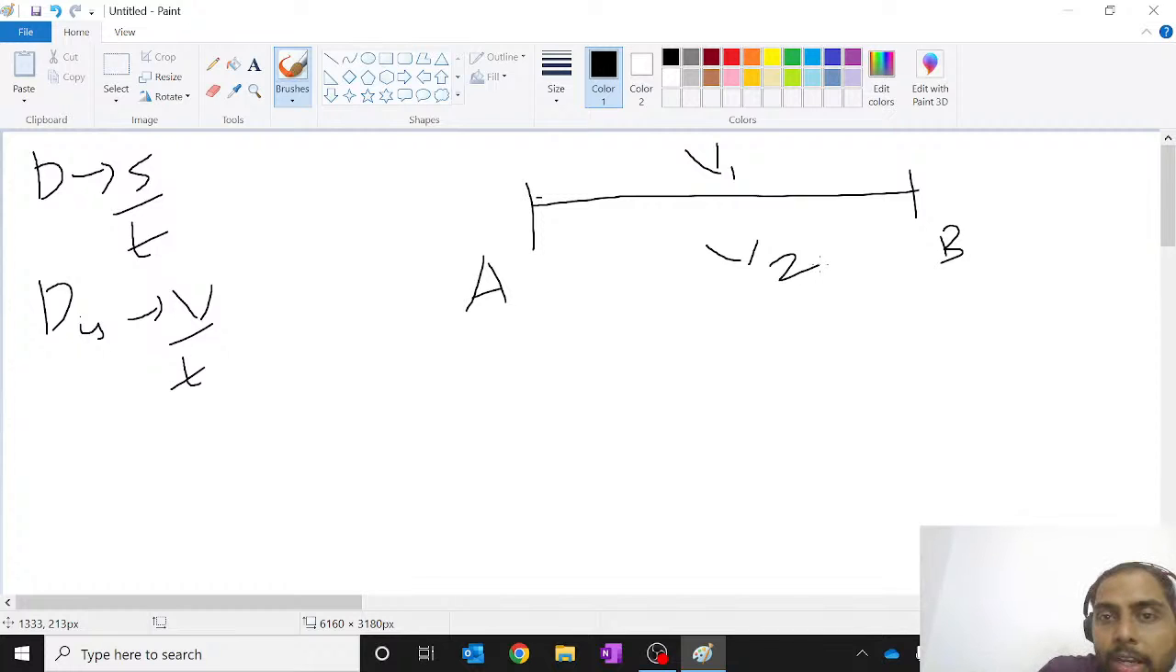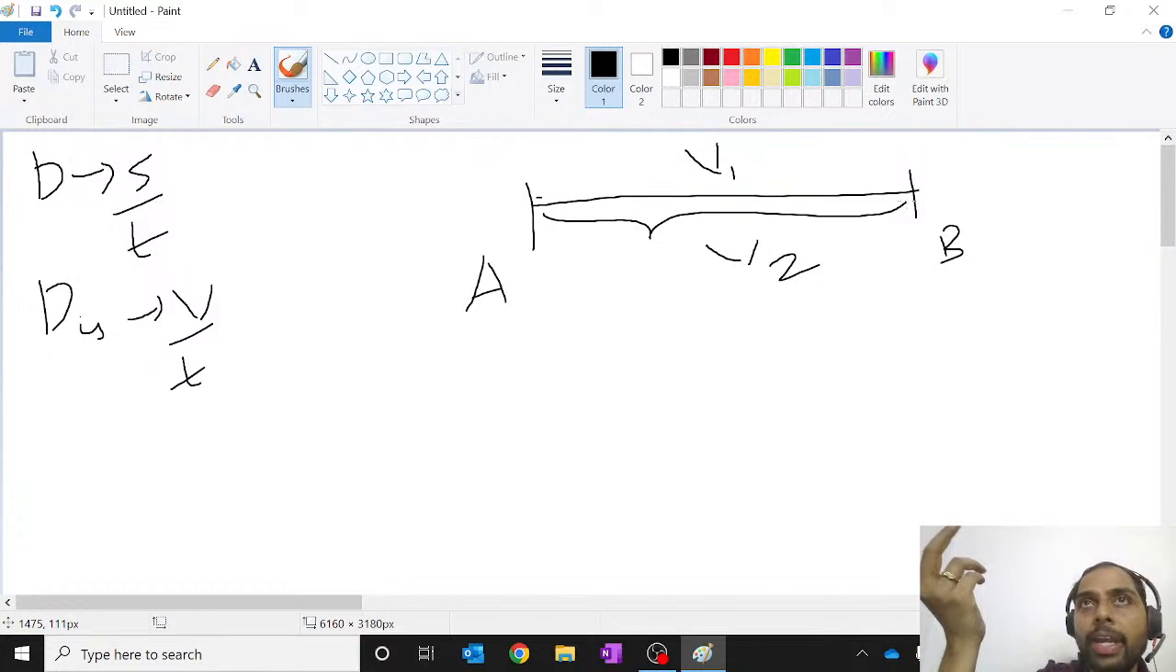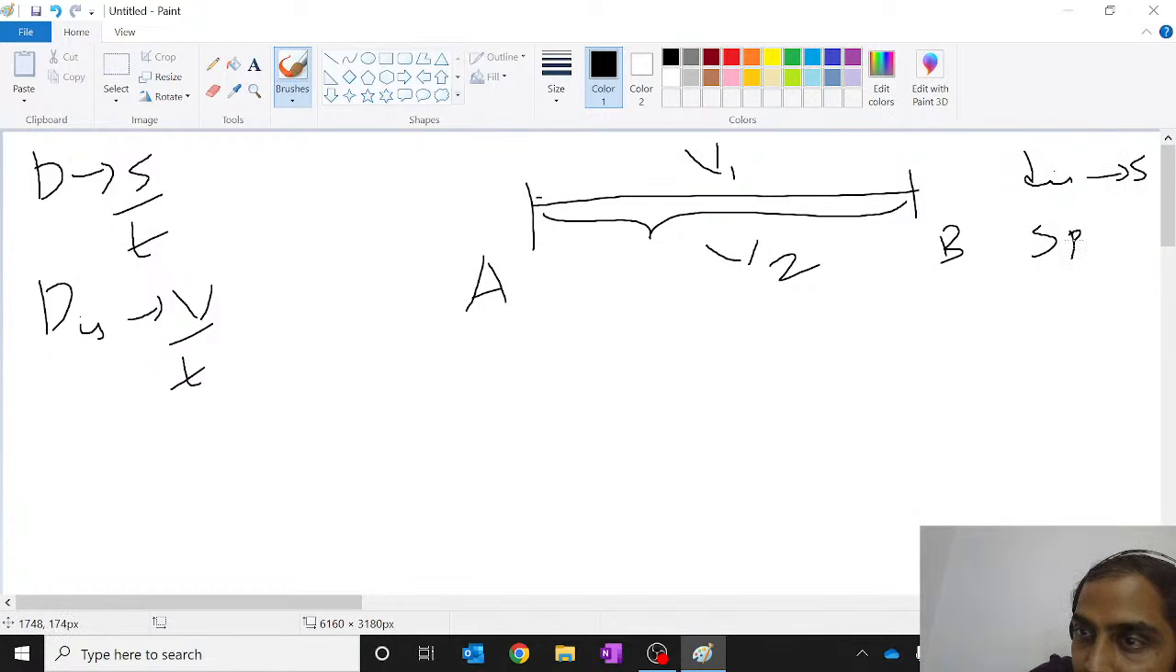Now let's assume the distance between A and B. You can ask me, sir, if I'm traveling from A to B and again coming from B to A, won't my average velocity be zero? If you are taking the entire journey, yes, it is definitely zero. That is why between speed and velocity, we keep changing interchangeably. If they tell you distance, they will talk about speed, which is v. If it is displacement, then this becomes velocity, as simple as that.